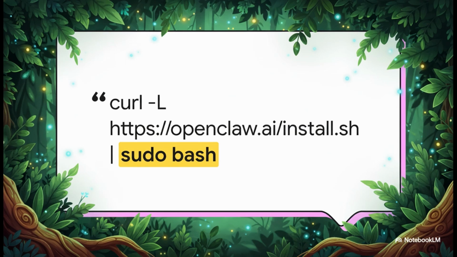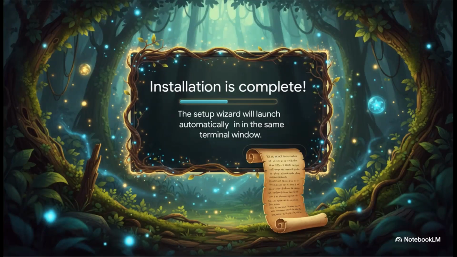It reaches out to the OpenClaw server, downloads the latest installation script, and then runs it with admin powers to get everything set up perfectly. Just copy this, paste it into your terminal, and hit enter. So after you hit enter, just kick back for a few minutes.